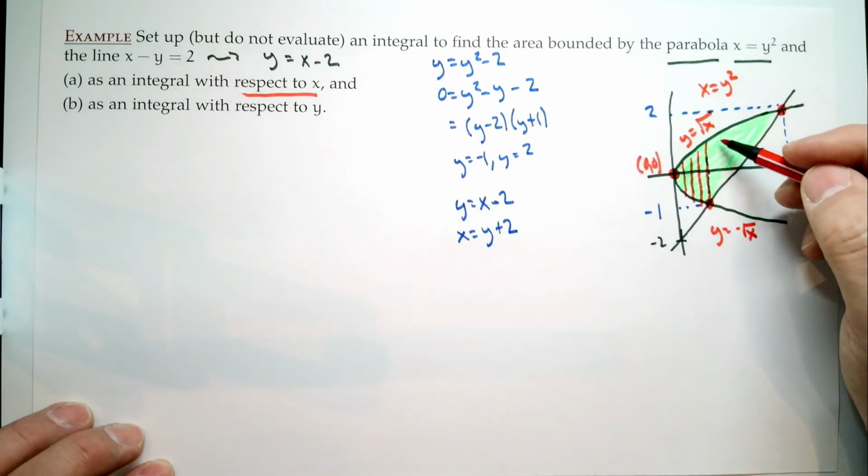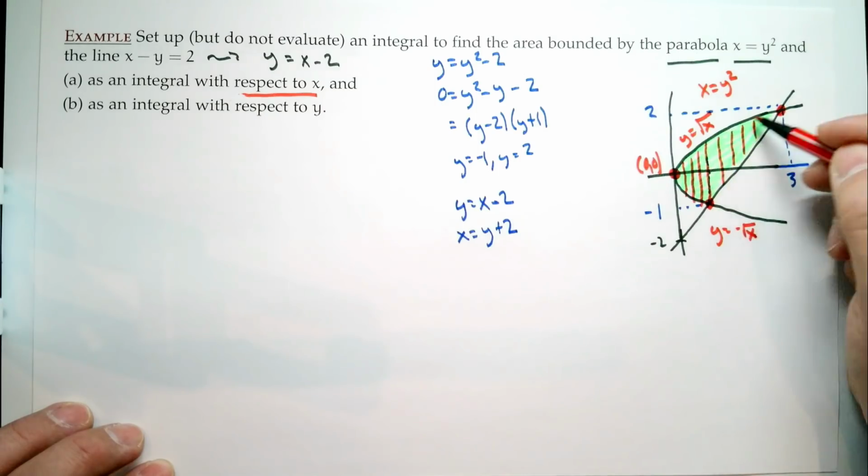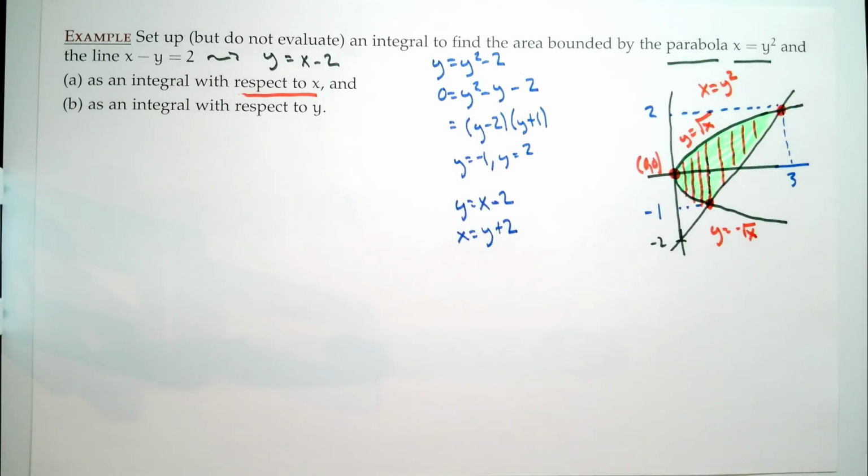Now what happens after that point? Well, I'm still going from the top part of the parabola, but now I'm going to the line. I switch behavior. Whenever I switch behavior, that says you get to switch and do a second integral. So look for any time when a bounding curve switches behavior.